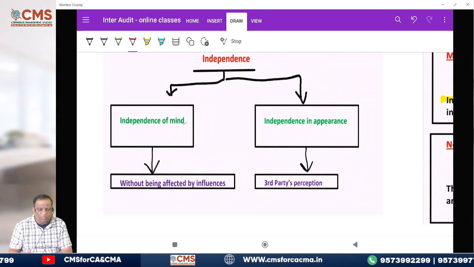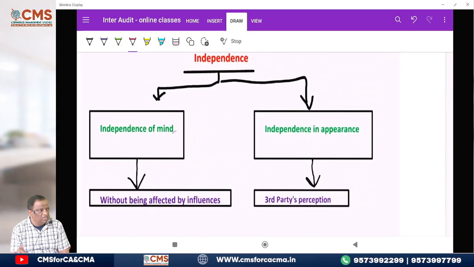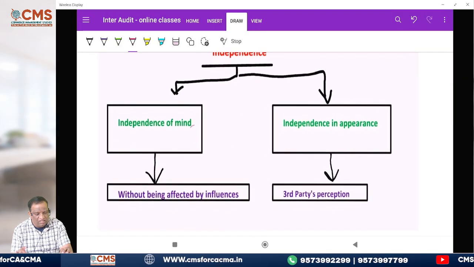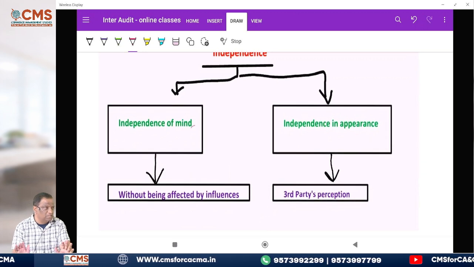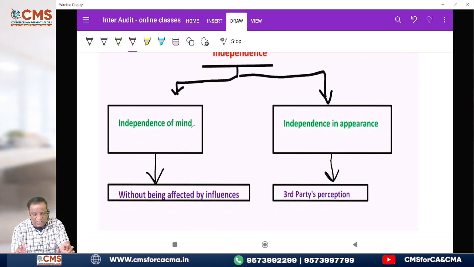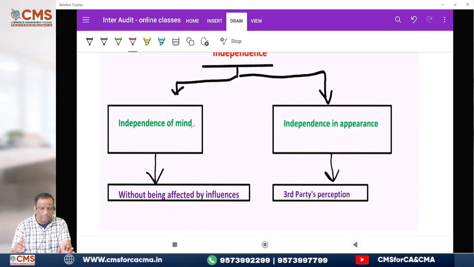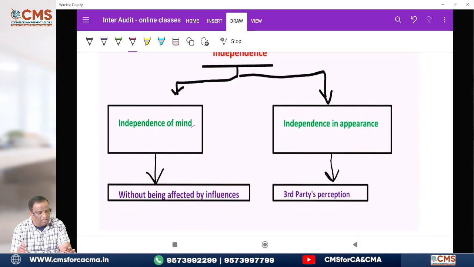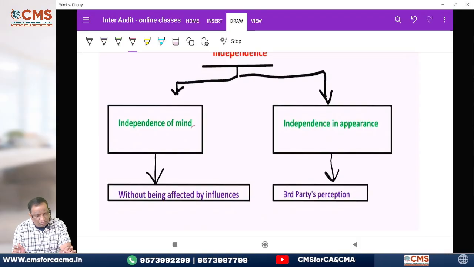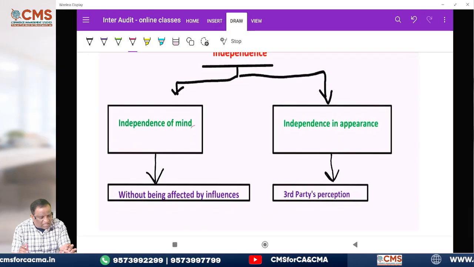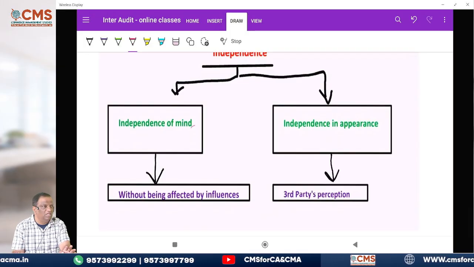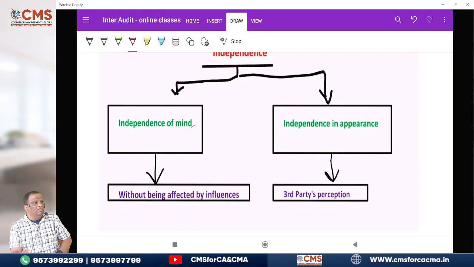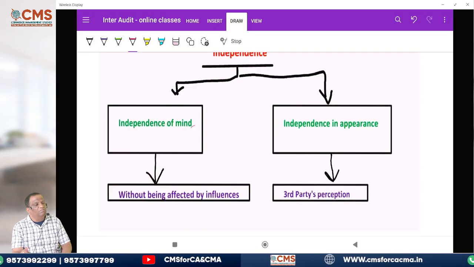Now, whenever I am saying independence, it is of two types: independence of mind and independence in appearance. When I say independence of mind, it is without being affected by influences, that is within. And independence in appearance is not within, it is for the sake of third parties. So that's where a police commissioner taking a picture with a criminal. Maybe the police officer is a tough guy, but if he has pictures he has taken with criminals, third parties will believe that you are a culprit. So that's how an auditor must not only be independent, but must appear to be independent.